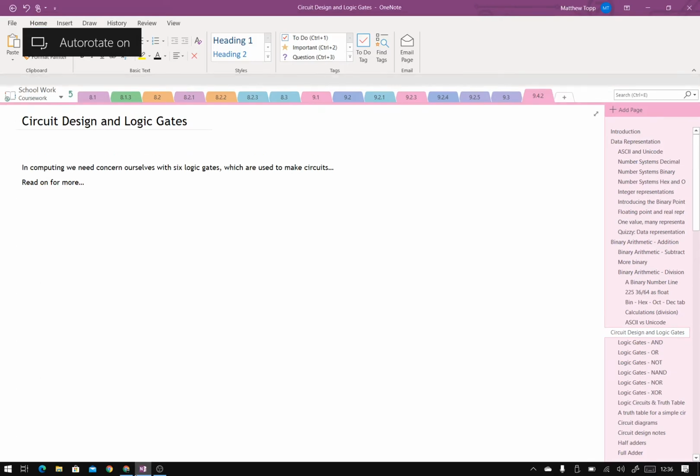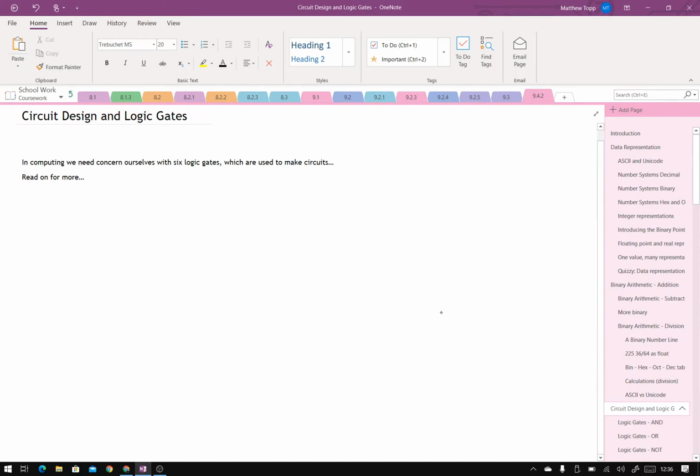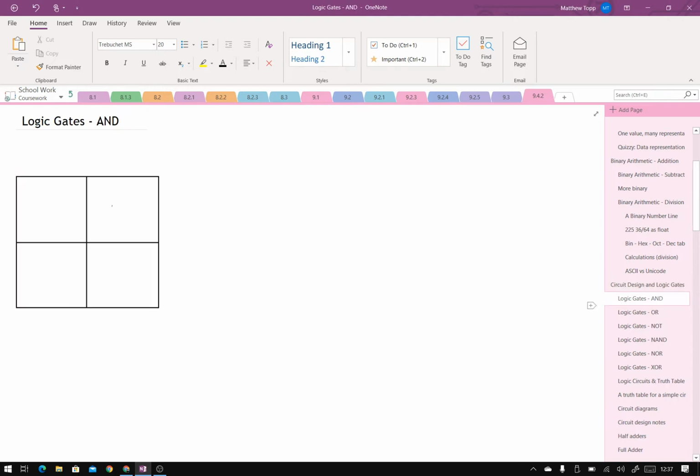Okay, so we are recording, and what's going to happen now is we're going to talk about circuit design and logic gates. So as I think you already figured out, there are going to be 6 logic gates that we're going to deal with. And I want to explain a couple of them, well, the first 2 anyway, in a form that you can understand. So the first logic gate that we deal with is always an AND gate.